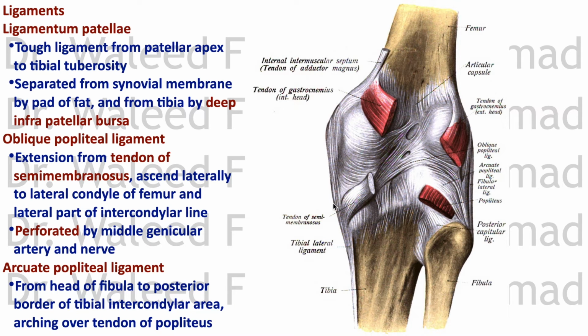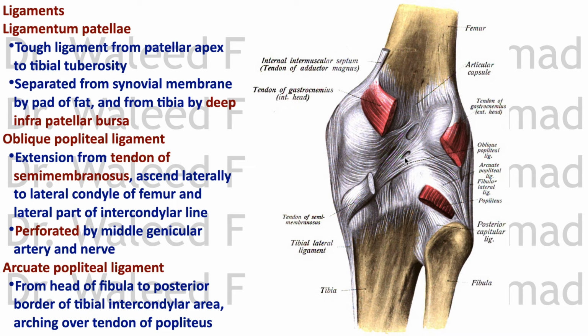The oblique popliteal ligament, this is the tendon of semimembranosus muscle. It has many extensions to the surroundings. One of them is the oblique ligament, as you can see here. It reinforces the posterior aspect of the capsule of the knee joint, and the oblique ligament is perforated by the middle genicular artery and nerve. Middle genicular, sometimes called medial genicular artery and nerve.